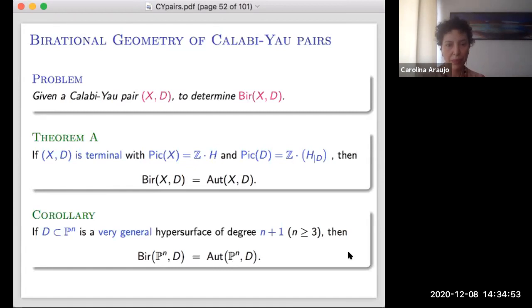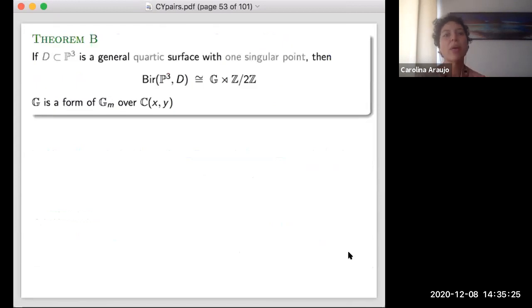So in particular, for hypersurfaces in PN, this is saying that if we have a very general hypersurface of degree n plus one, then the birational group of the pair is just the automorphism group. So this tells us that if you want to use these techniques to produce interesting subgroups of the Cremona group, then you have to choose this hypersurface D in a special way somehow. And so now I come to theorem B.